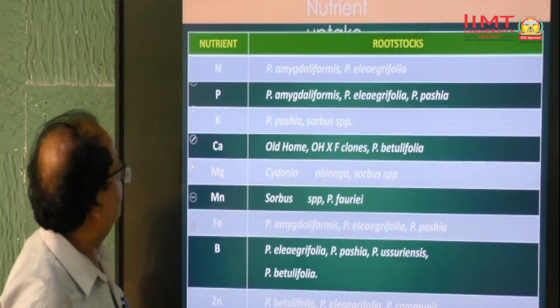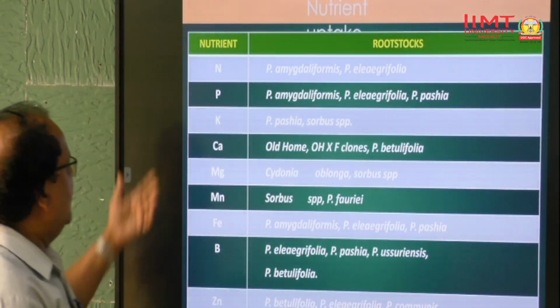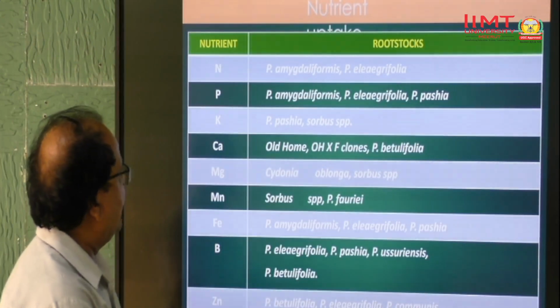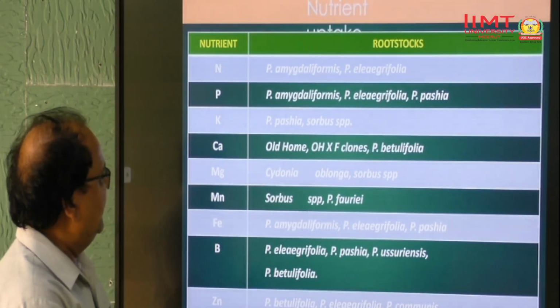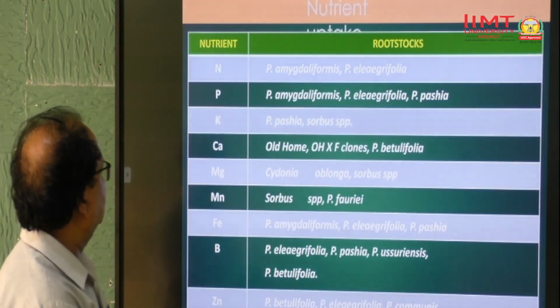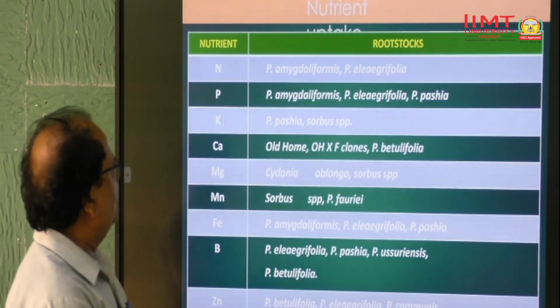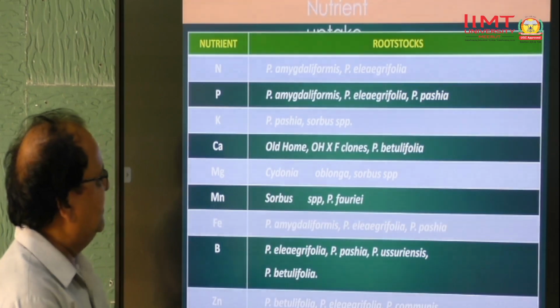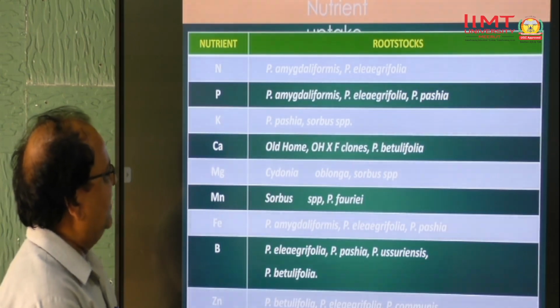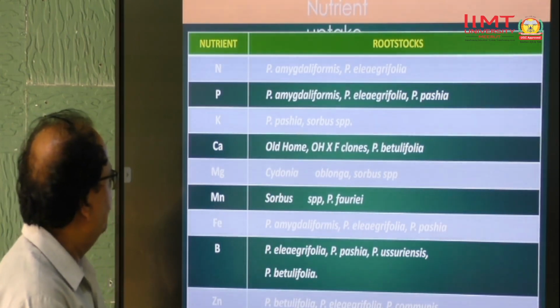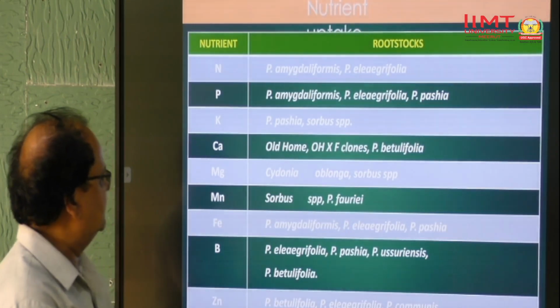So that is for nutrient uptake rootstock. For nitrogen (N), Pyrus amygdaliformis and Pyrus illigerifolia are used for nutrient uptake. For phosphorus, Prunus, Pyrus amygdaliformis, Pyrus illigerifolia and Pyrus persea have to be used. For potassium, Pyrus persea and Sorbus species.